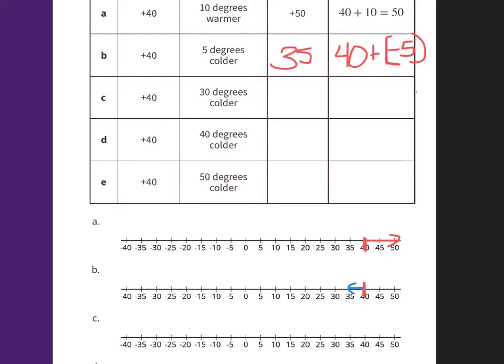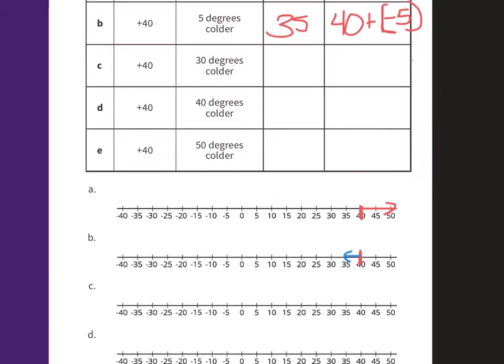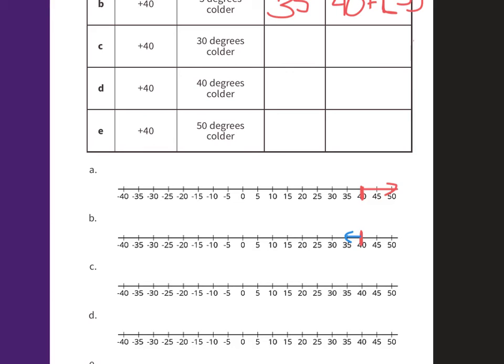Okay? Letter C, 40 and 30 degrees colder. So we're going to start at 40. And we're going colder, so we're going to move to the left 30 degrees. Well, there's 10, 20, 30. So we're going to end up at positive 10. So write an equation: 40 plus, because we went to the left, it's going to be negative. So 40 plus parentheses negative 30.